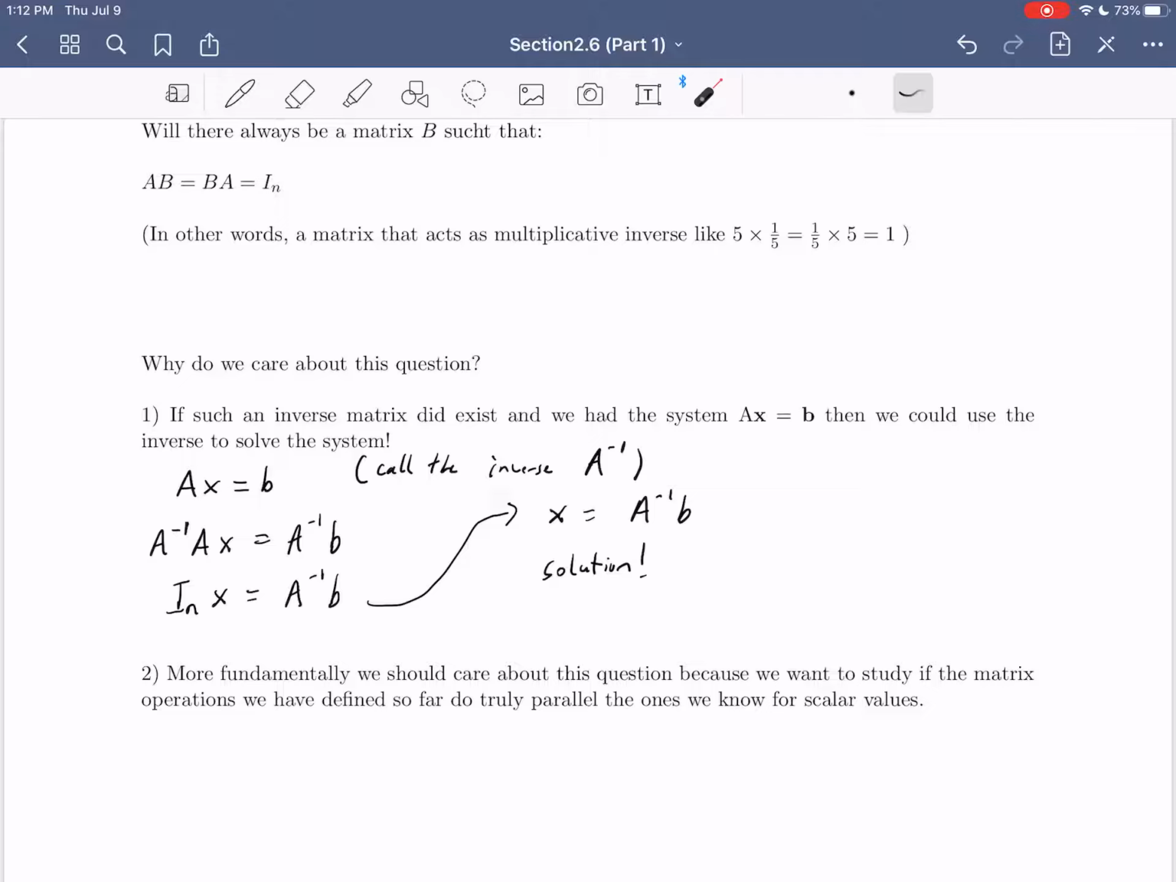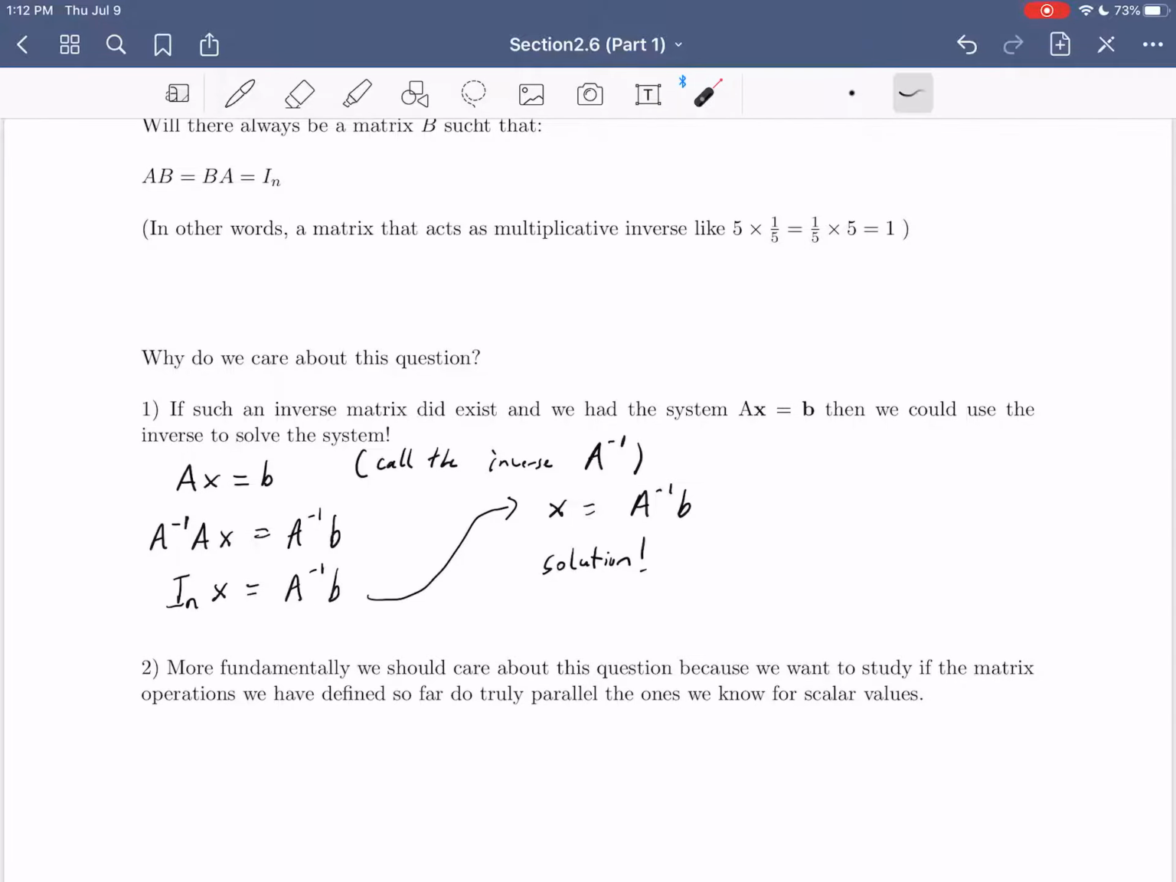So this is sort of a valid question because we know multiplicative inverses exist for normal scalar numbers, and we'd like to know if that also is true for this matrix multiplication that we've started defining and studying here. So really fundamentally, the reason I think inverses are interesting to look at is because we're trying to understand with this new object, matrices, and these new operations, how similar is it to our standard scalar operations.